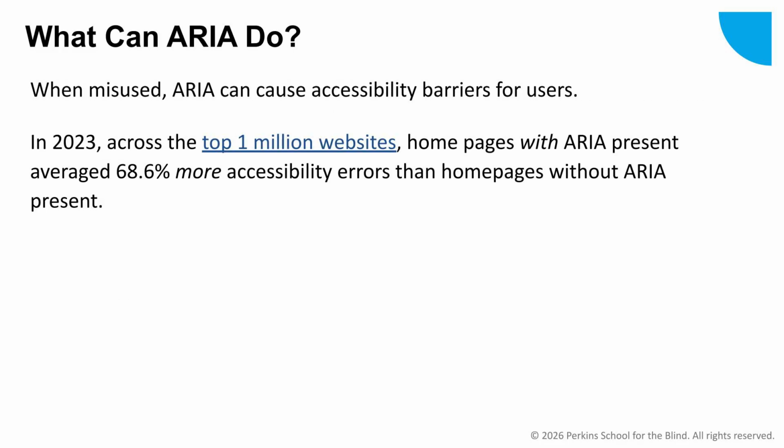ARIA is a pretty powerful tool, but it must be used carefully as there are a lot of ways that it can be used improperly. When used incorrectly, it can introduce accessibility barriers for users, making it harder for them to navigate or interact with web content. In fact, in a 2023 survey across the top 1 million websites, it was found that homepages with ARIA had an average of 68.6% more accessibility errors compared to homepages that didn't have ARIA. This highlights the importance of using ARIA correctly and thoughtfully.